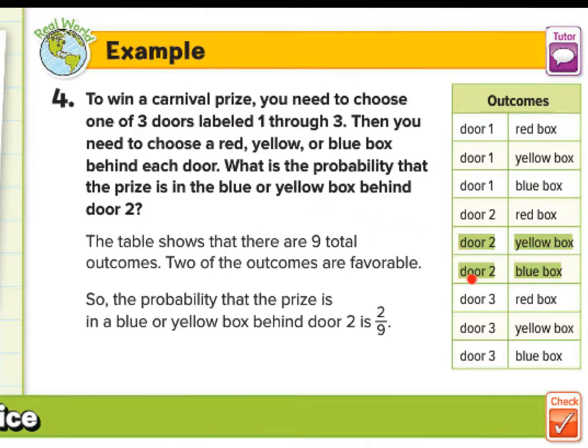Yellow box, blue box. Now this is 2 out of what? 1, 2, 3, 4, 5, 6, 7, 8, 9. 2 out of 9, right? The table shows that there are 9 total outcomes. 2 of the outcomes are favorable. So the probability that the prize is in the blue or yellow box behind door 2 is 2 over 9, or 2/9.